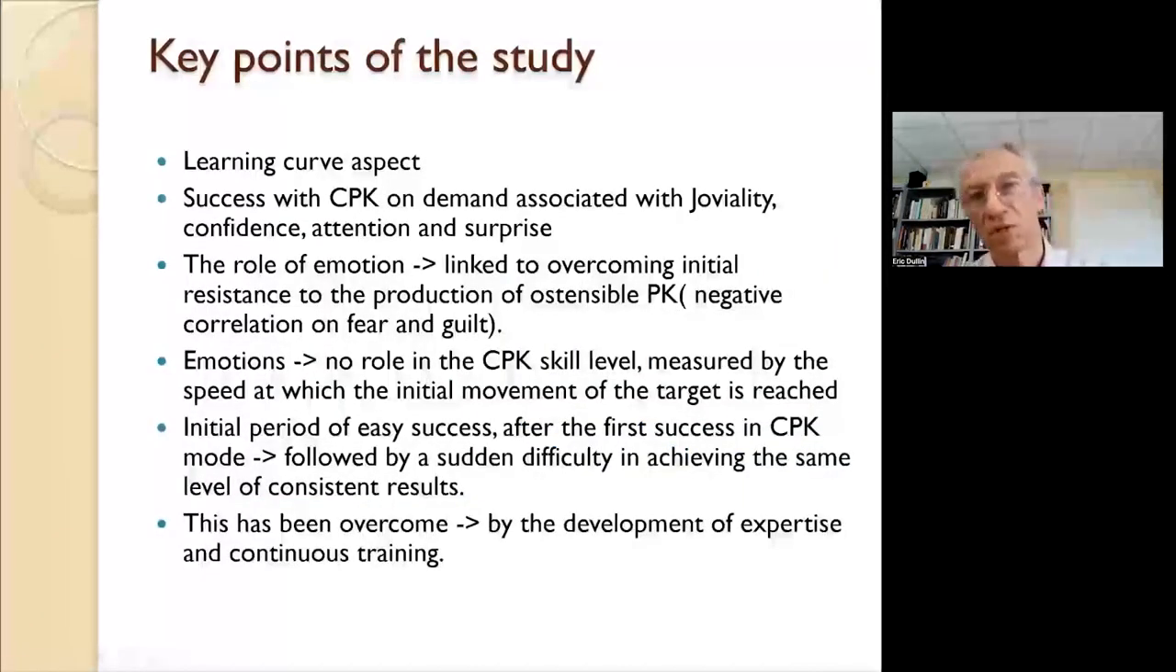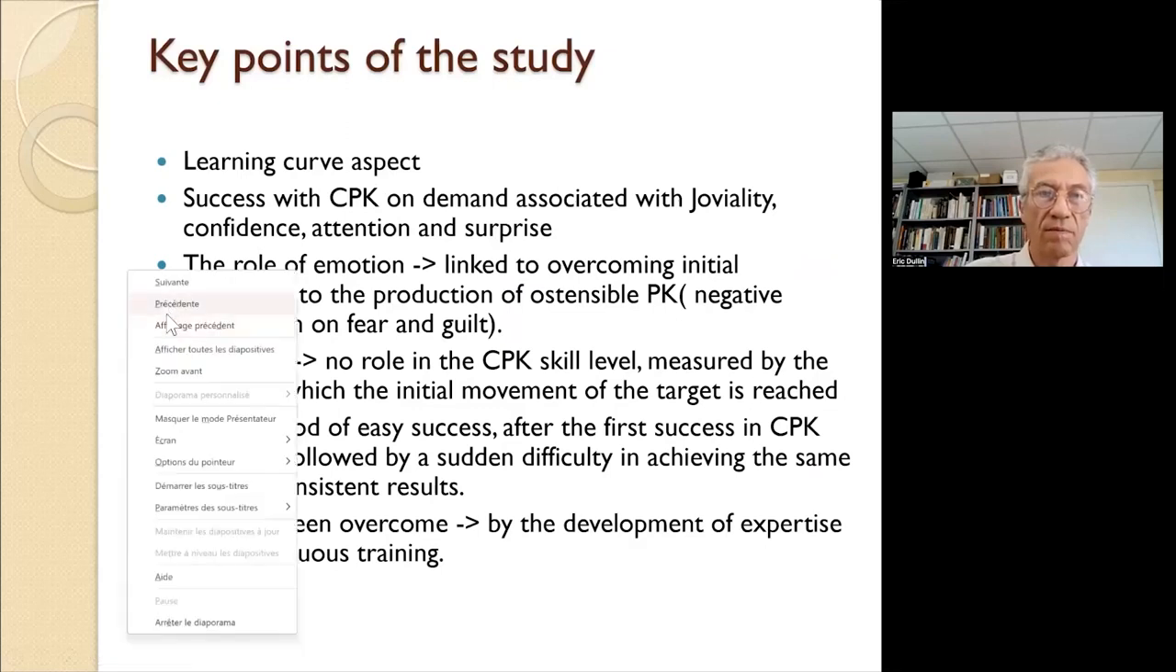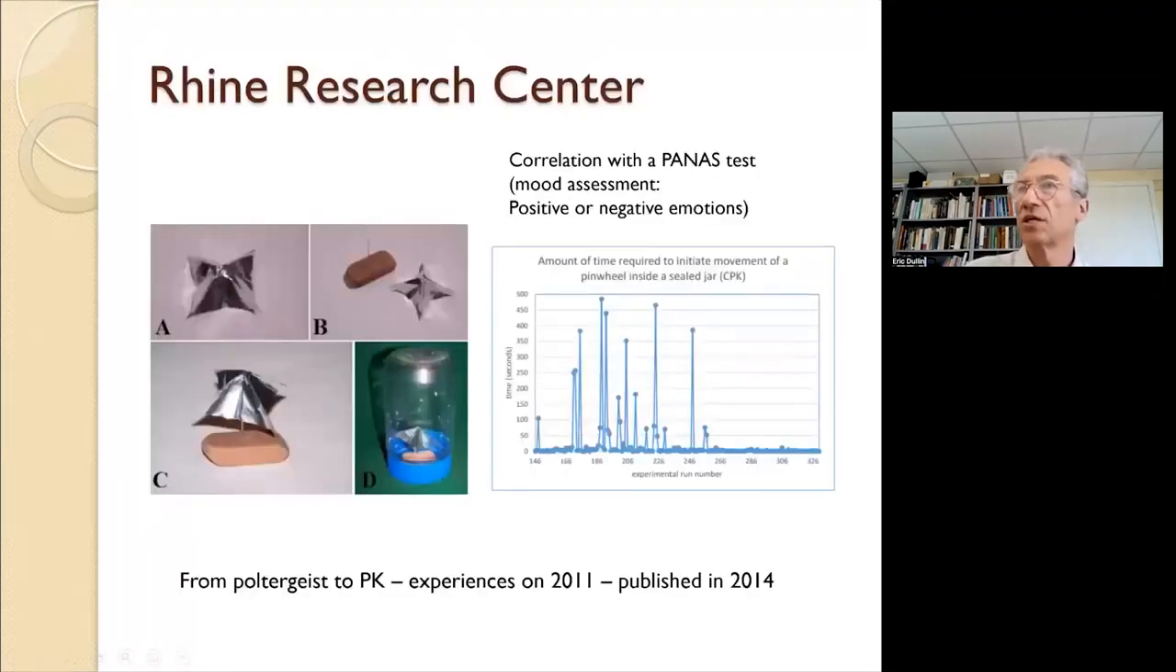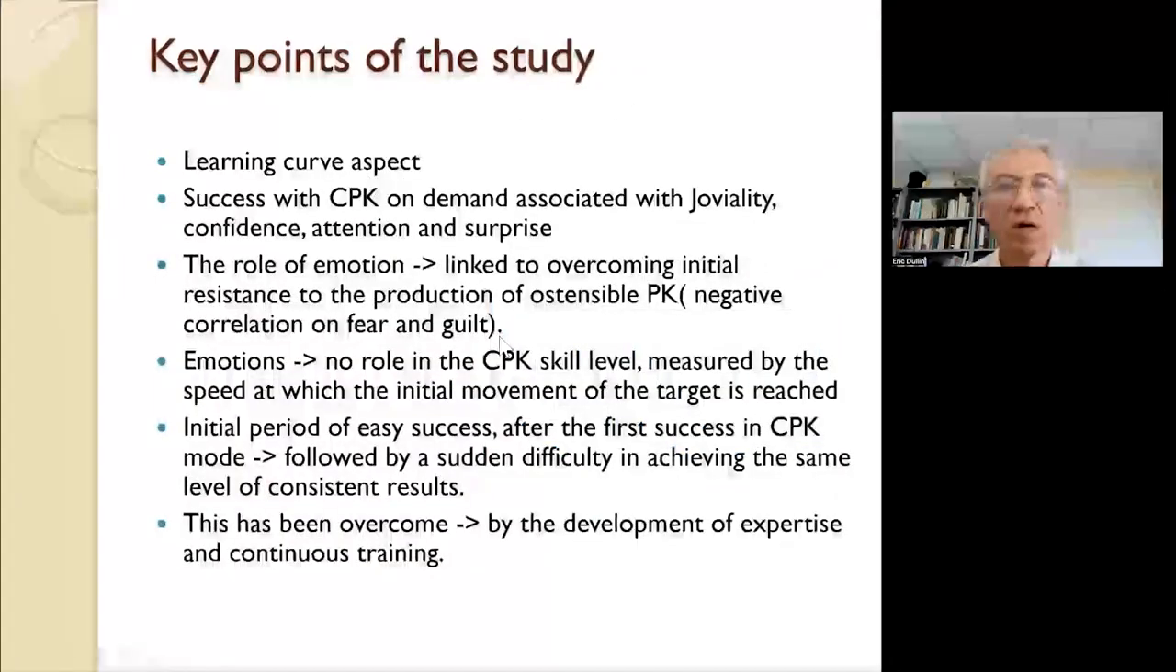So the key point was the learning curve aspect. Success with CPK connected with joviality, confidence, and surprise. As I presented before, each day the practitioner passed a mood assessment to see how the emotion was before she worked on the PK. And so they showed that the role of emotion was mainly to overcome the initial resistance to the production of PK.